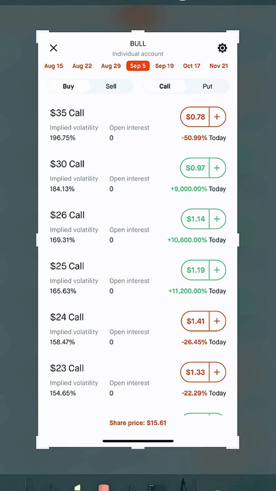So this right here is a deep out of the money call, expiring September the 5th. If you look at how deep out of the money it is, the chances of this happening are less than if it were in the money or at the money, which is close to the strike price. But it's cheaper. You see how I say 78 cents?